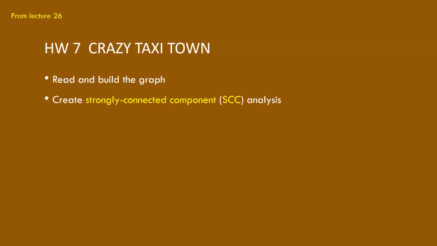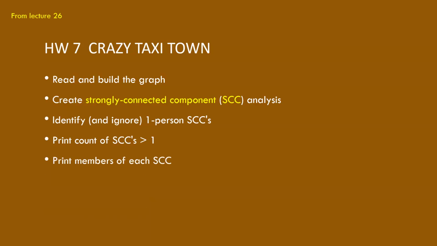The homework that's due tonight is Crazy Town. We're going to be reading and building the graph. I'm just going to quickly go over this for everybody. We're creating strongly connected components from a directed unweighted graph. Our goal is to identify the SCCs that have one vertex in them. These are SCCs that do not have any interconnections to any other vertices in the same strongly connected component. So we want to print out all of those neighborhoods with one person in them, and then print the members of all of the SCCs, so we know who's in what strongly connected component.